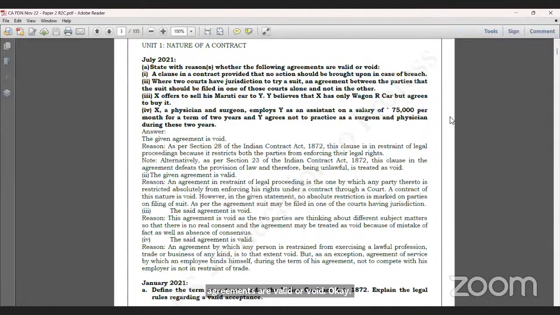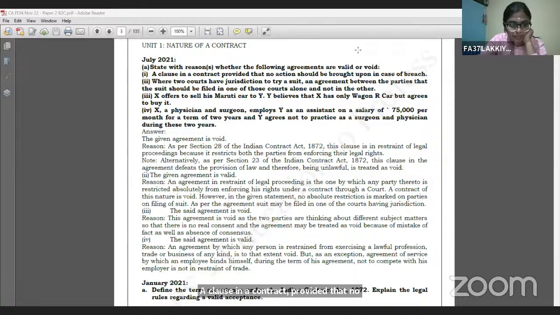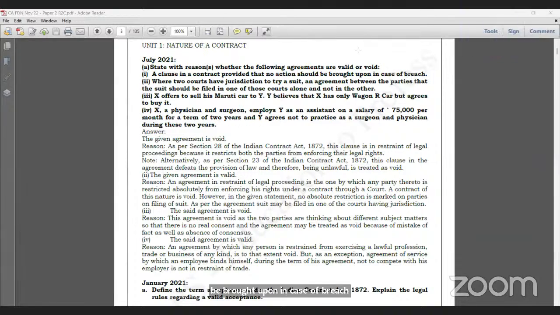Okay, so remember, whenever you're reading the question, if you're not understanding it, read it at least twice. So you have to say whether the agreement is valid or void. Now the first point is, read the first question. A clause in a contract provided that no action should be brought upon in case of breach. Is it possible to have a clause like that in your agreement?